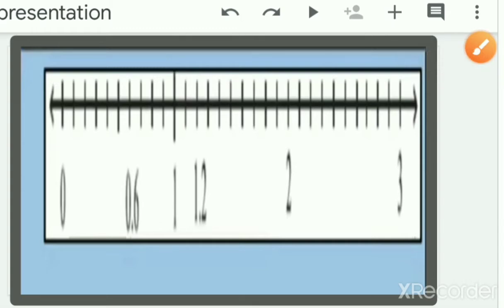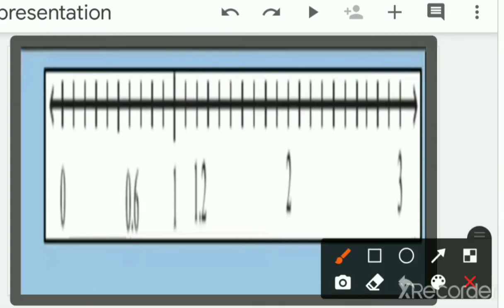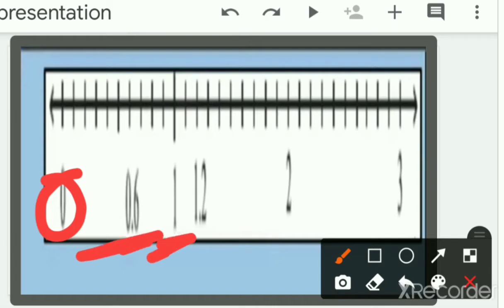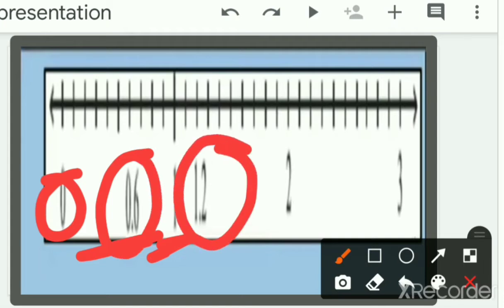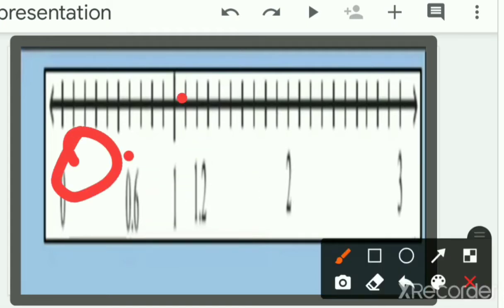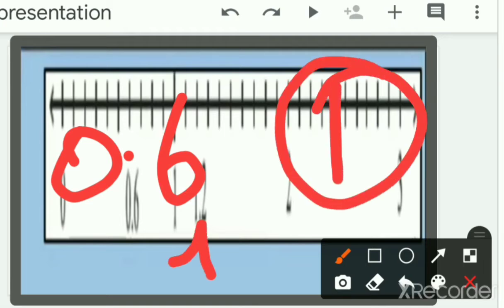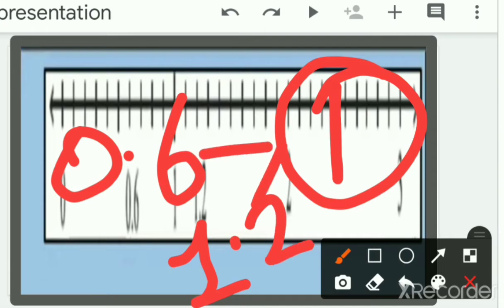Now next we have this number line: 0, then 0.6, then 1, then 1.2, then 2, then 3. If we are talking about 1, it will lie between 0.6 and 1.2, in the middle of both numbers.